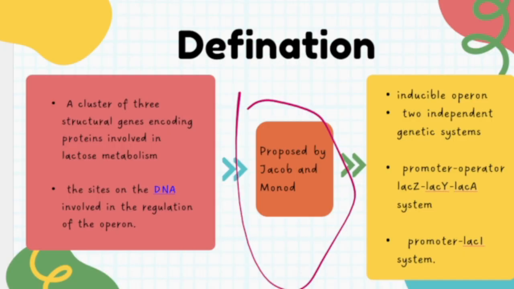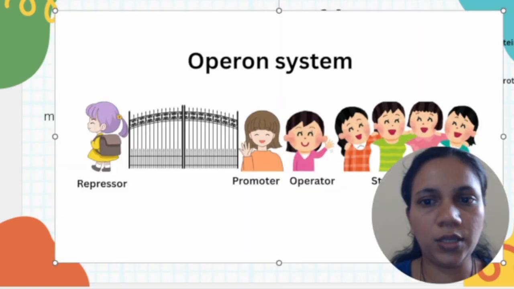We have already seen what an inducible operon is, and here there are two independent genetic systems which control the entire operon. The first one is the promoter-operator system, that is the lacZ, lacY and lacA system, and the second one is the promoter-repressor system, that is the promoter and lacI system. So these are the two systems which independently control the lactose operon. With this background, now let's see what the components of a lac operon are.